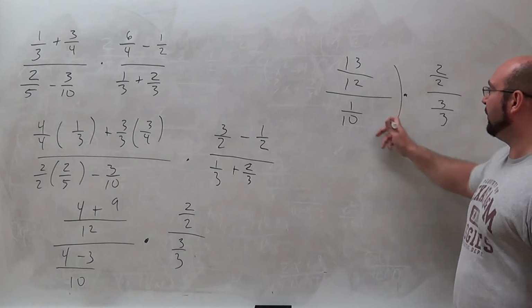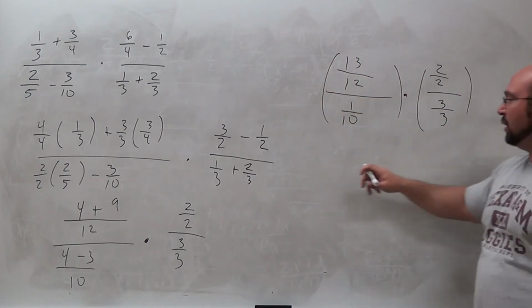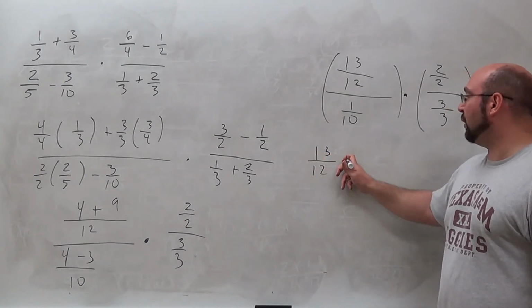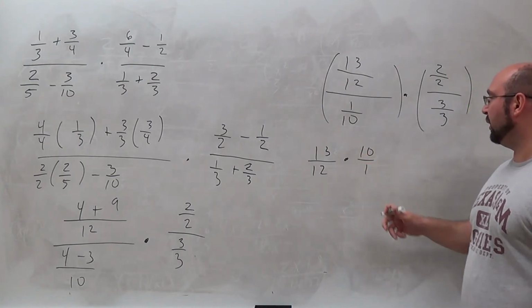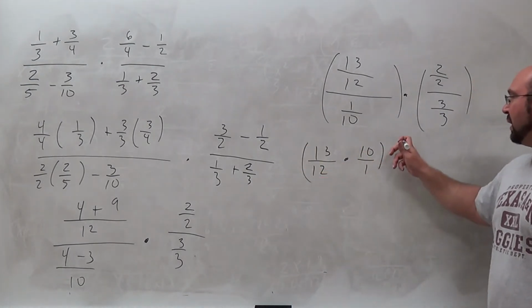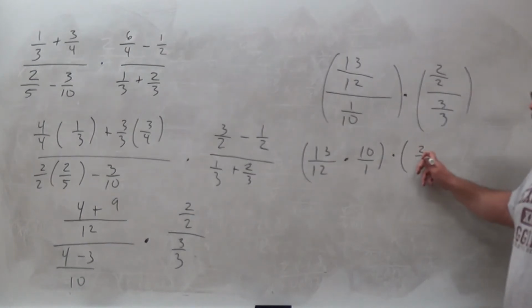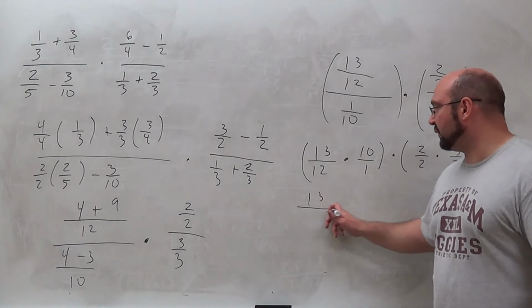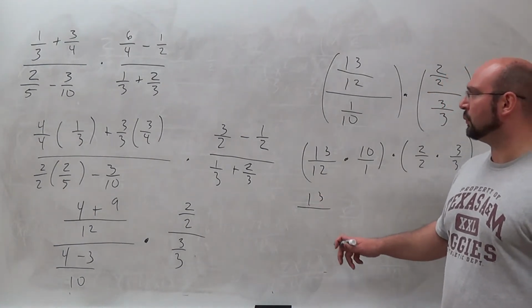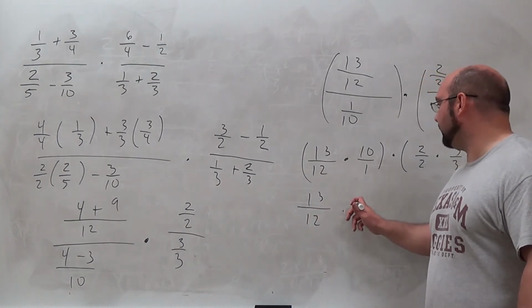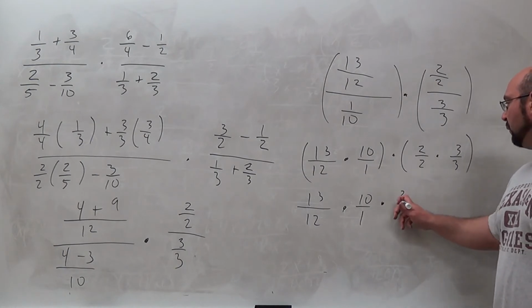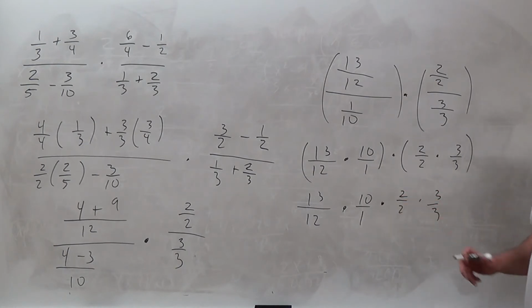The idea is that these are actually grouped up together. So I'm going to treat this as 13 divided by 12 times 10 over 1 times 2 over 2 times our 3 over 3. Note that this is all multiplication. So I can work this out as 13 over 12 times 10 over 1 times 2 over 2 times 3 over 3.